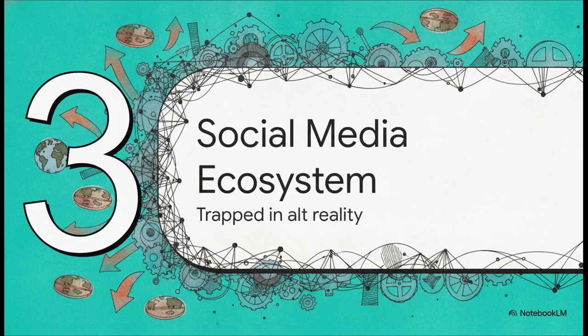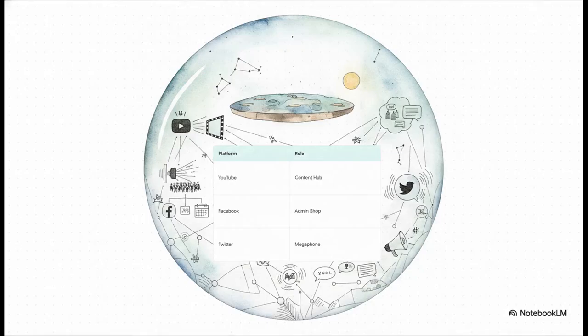Which brings us to the machinery behind all this. Section 3. The social media ecosystem. How the internet traps us in an alternative reality. Let's look at how this perfectly feeds these fringe beliefs. The Flat Earth community has built a brilliantly effective, if a bit troubling, ecosystem across different platforms.